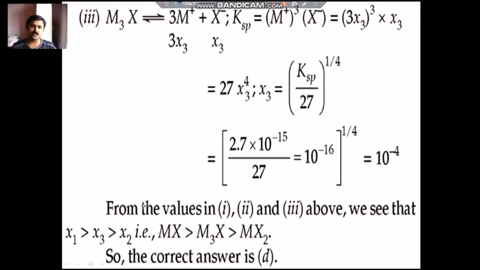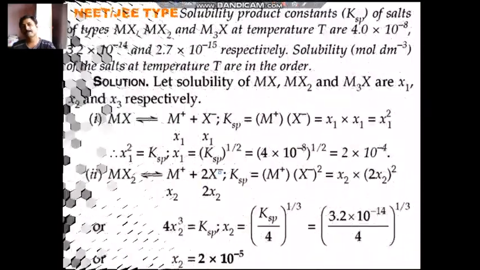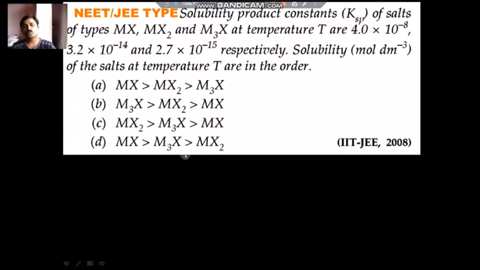So according to all these values, the arrangement is MX greater than M3X greater than MX2. The fourth option is the right option for this question.